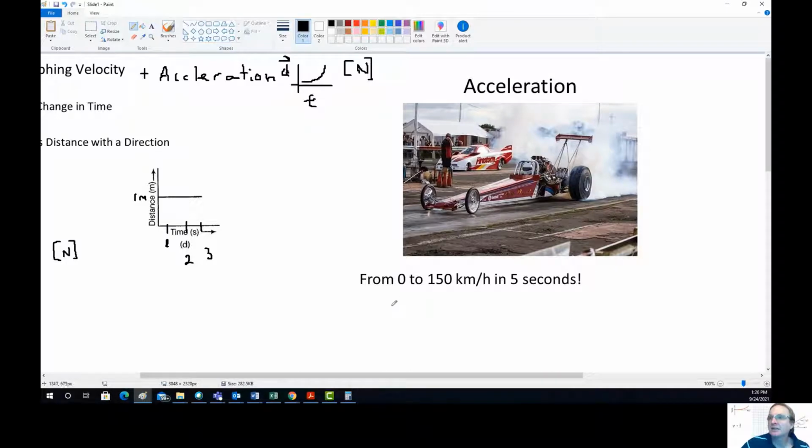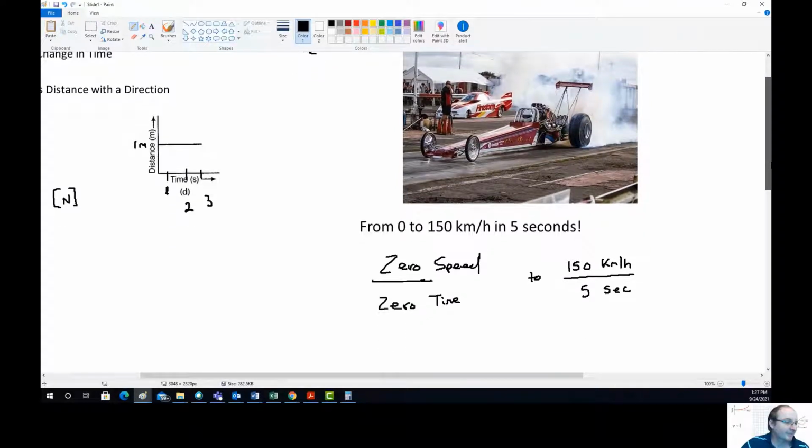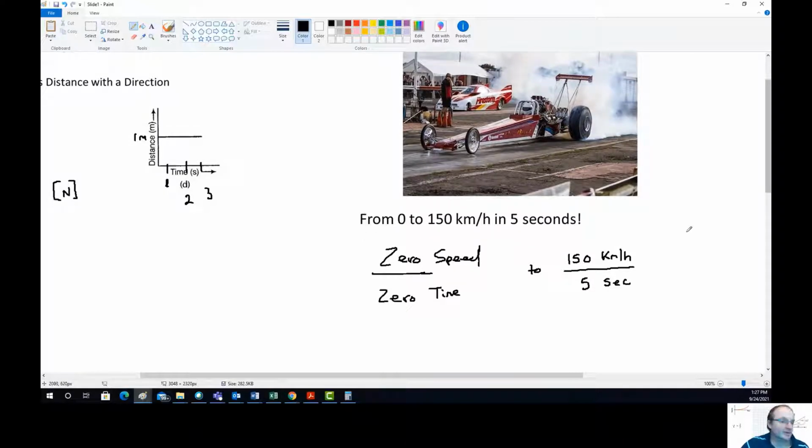So basically this thing starts at 0 speed, and also at 0 time, because there's always a time where we start the watch. And after 5 seconds, it's going 150 kilometers per hour. That's hugely fast, almost 50 meters a second, but don't worry about doing that conversion. You can check it on your own, but that's certainly fast.